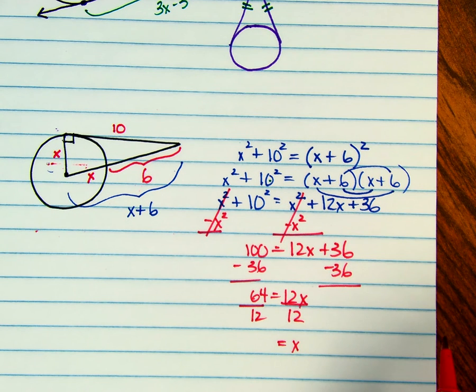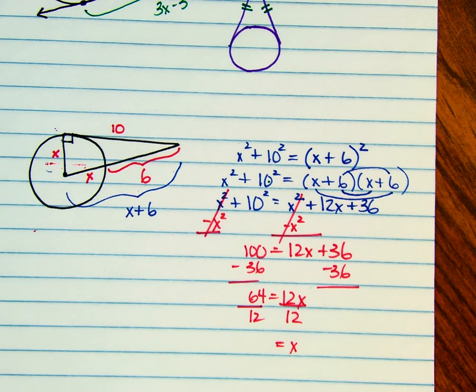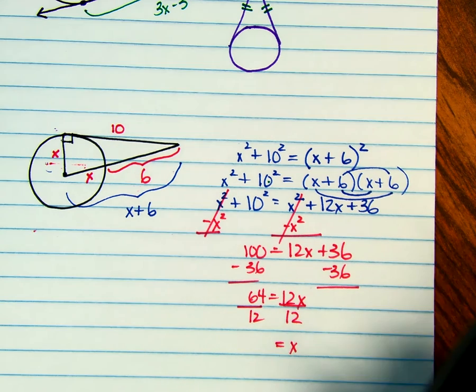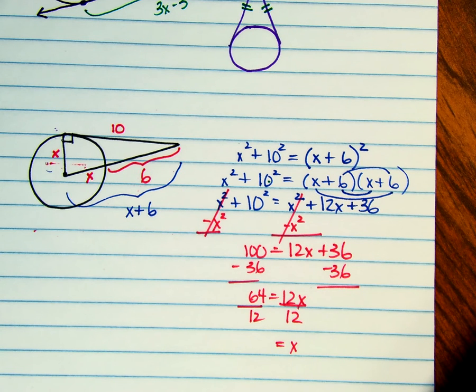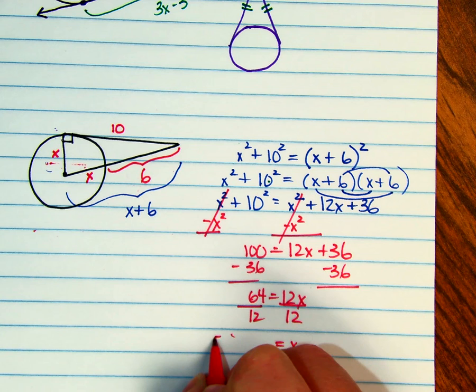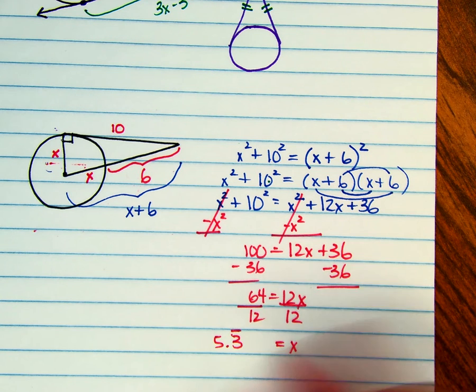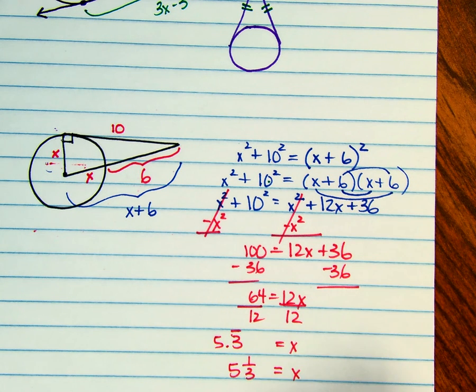something. Not a pretty number. I made a mistake here for a minute. 64 divided by 12. Nope. You get a nasty number. You get 5.3 repeating, which is the same thing as 5 1/3. If you are rounding, 5.3 or 5.33 would be fine.